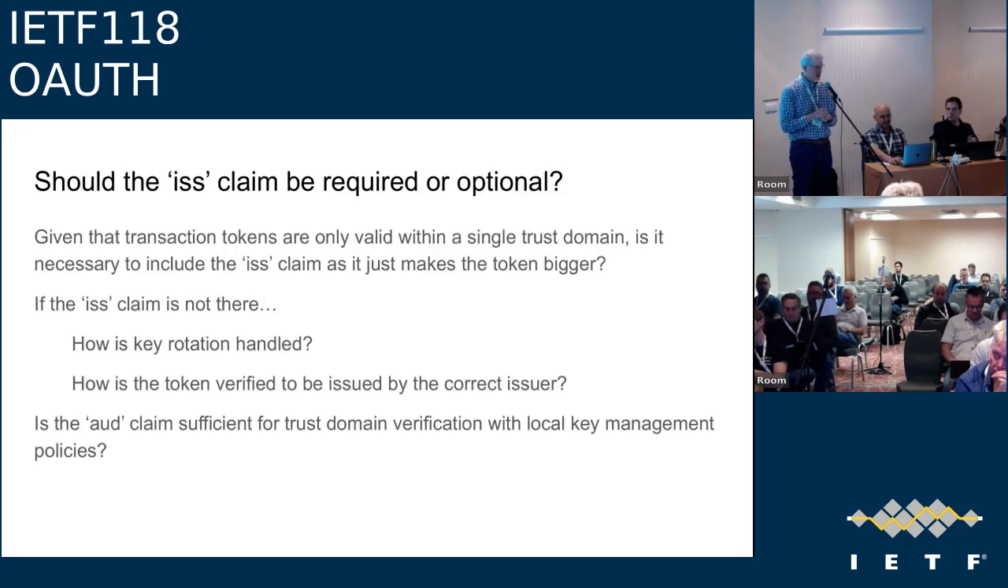Next slide. So this gets related: is the issuer claim required or optional? If it's not there, what do you do about key rotations? Again, I think because the issuer of the transaction token is different than the issuer of the subject, it should be there. Some people might claim that because it's a single trust boundary, I can assume that the issuer is always the token issuer of the trust domain.